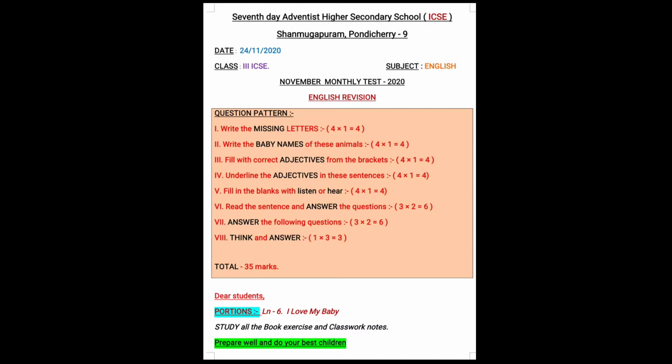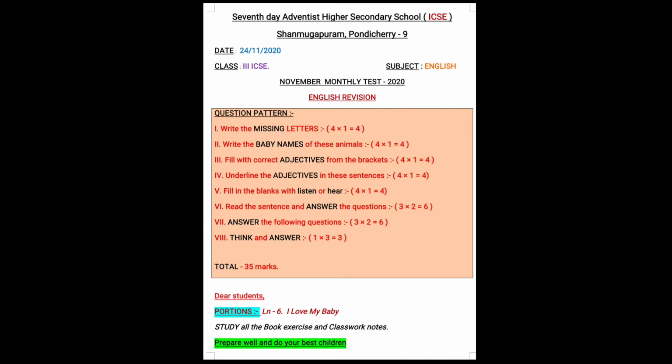And as you all know, the portion for the English monthly test is just one lesson. It's a very easy lesson about animals and their babies. Yes, it is lesson 6, I Love My Baby. So you must study all the book exercises, mainly the grammar part, the adjectives, and also your classwork notes. Now let's start the revision according to your question pattern.